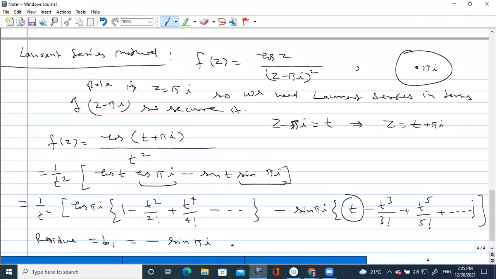Now the integral will be 2 pi i into minus sin pi i. So sin pi i can be written as i sinh pi. So it will be minus 2 pi i into i sinh pi. So i times i will become minus, so minus minus will become plus. So the answer will be, sorry, not i, 2 pi sinh pi.